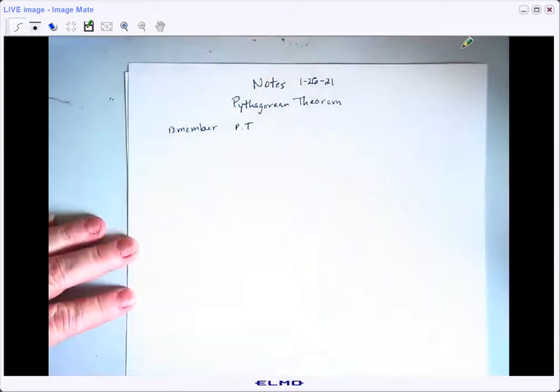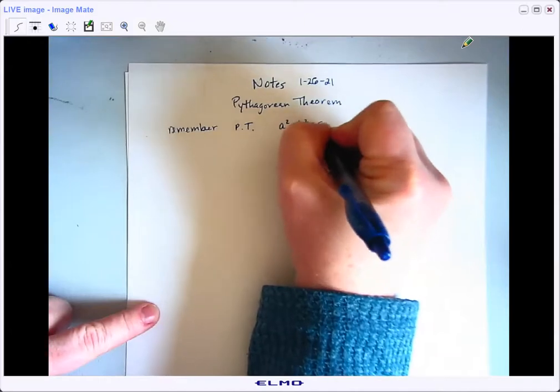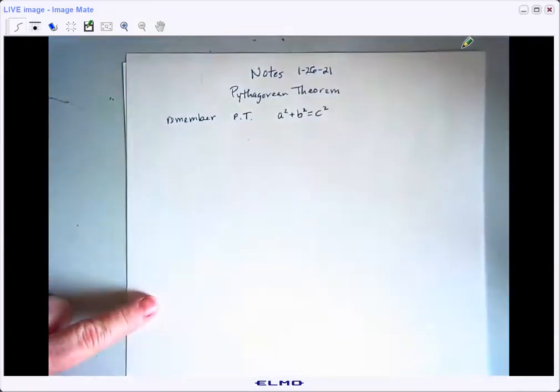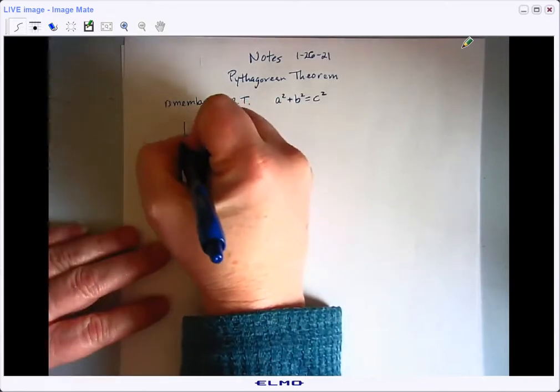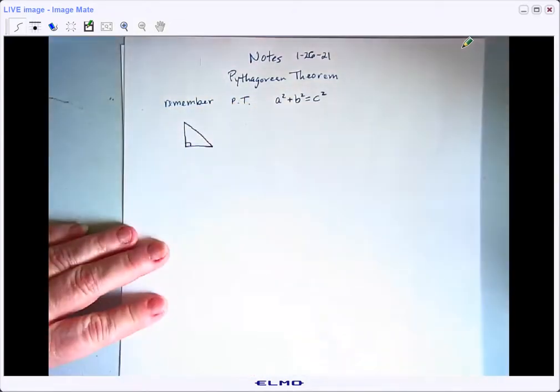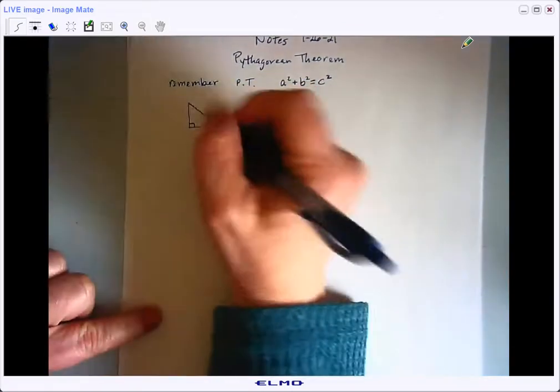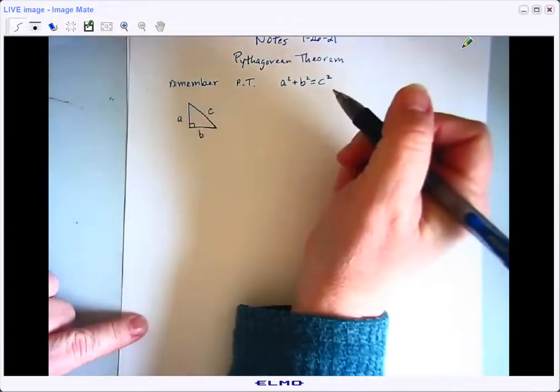So if you remember, the Pythagorean theorem, PT, is a squared plus b squared equals c squared. Now, some of the first few problems are just basic skill set. And then we're going to apply it to other shapes that maybe aren't triangles. PT is only used for right triangles. The legs are A and B, or B and A, and the hypotenuse is C.